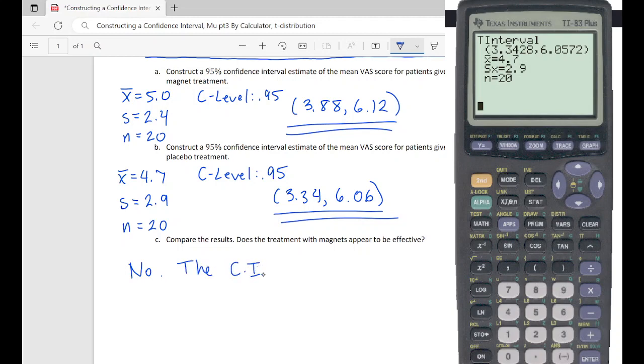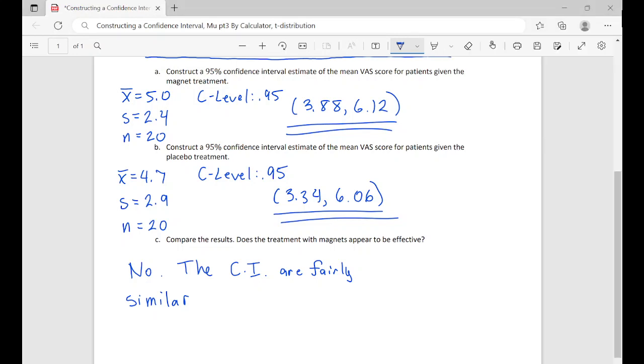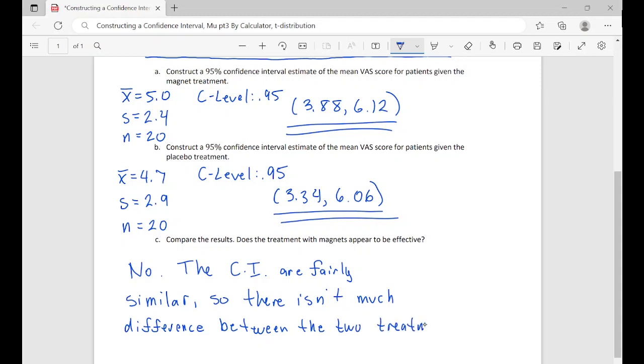The confidence intervals, I'll abbreviate as CI, are fairly similar. Let me just remove the calculator out of the way so I got more room. They're fairly similar. So there isn't much difference between the two treatments. Since there isn't much difference between the two treatments, I would say the magnets don't appear to be all that effective in treating back pain.